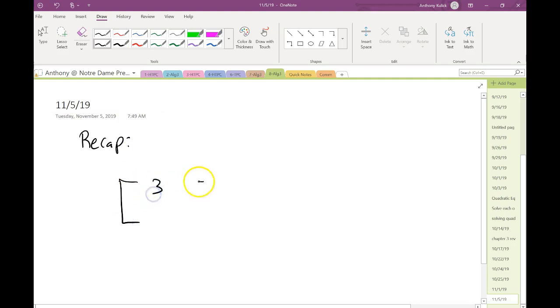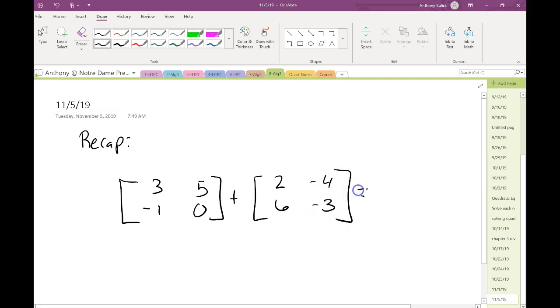So say that we asked you to do this matrix addition problem. What would we get as our answer here? What would the first entry here be? 5. Okay, and then the next one, the one right here, would be 1. And then the one right here would be 5. And the one right here would be -3.